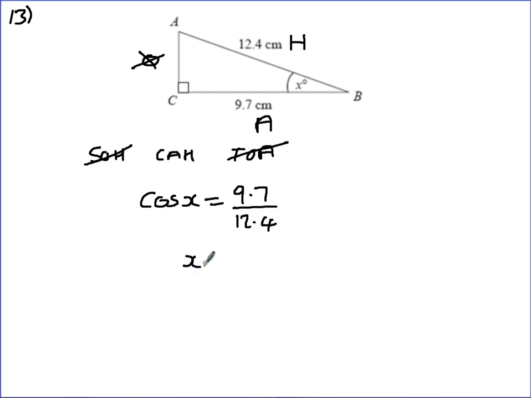X then is cos to the -1, so remove the cos over, of what we just put in, and it wants it to 1 decimal place. Now make sure your calculator at the top says a little d, not a little r. So again we've got cos to the minus 1 of 9.7 divided by 12.4, and that will then give you 38.5 degrees.